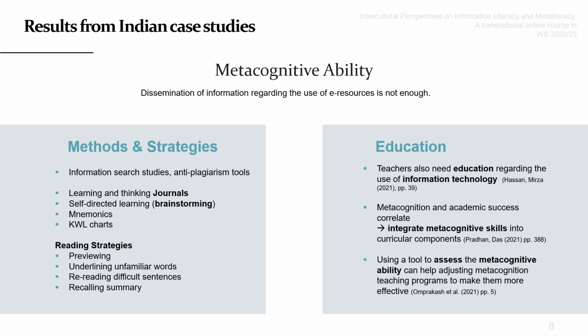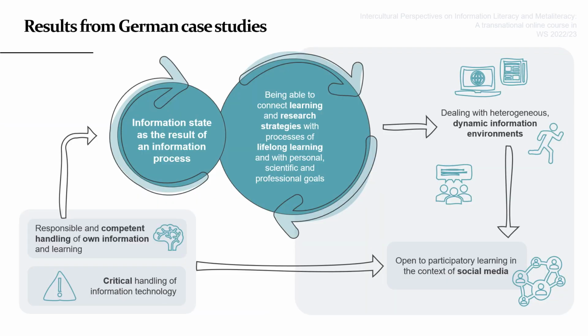So what about the results from the German case studies in relation to metacognition? The fact is that the information state is the result of an information process. And this information process is connected to processes of lifelong learning, which means that we should be able to connect learning and research techniques with personal, scientific, and professional goals. During learning, we need to be able to reflect on our learning behavior in order to deal with heterogeneous, dynamic information environments. This also includes the openness to participatory learning in the context of social media.